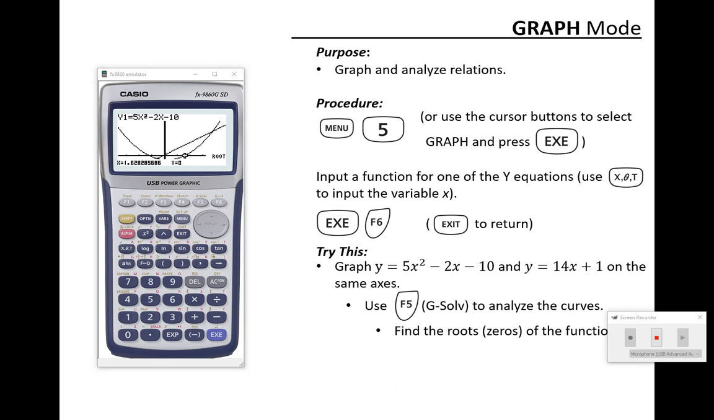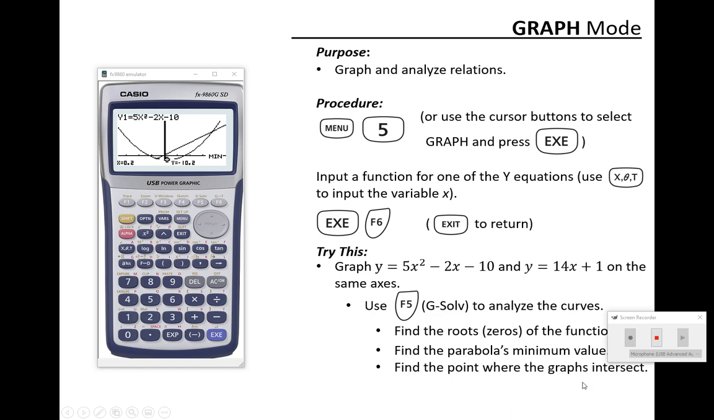What else do they want me to find? Find the parabola's minimum value. So I just go G-solve, and minimum, enter, boom, it finds the minimum. Really straightforward. So it does all of those things. Don't freak out if each individual function you don't have memorized yet. That's not what's important. What's important is you know what's in there, and you'll play around with those as you go. Find the point where the graphs intersect. So I'm going to go G-solve, intersection point, and it finds the intersection point. If I arrow over, it'll find the other intersection point. So it does all of it.